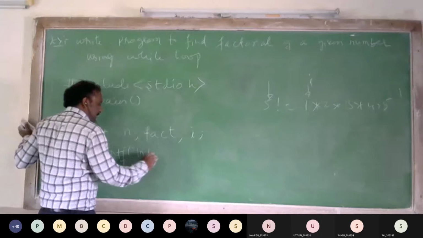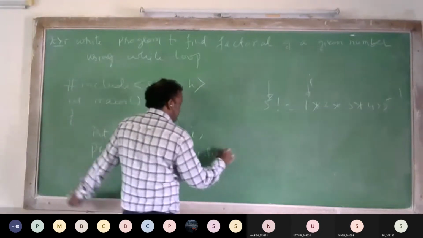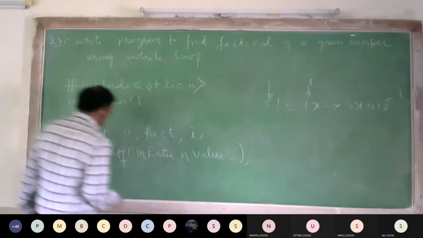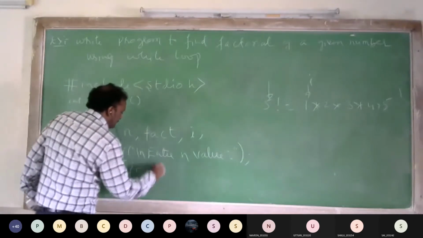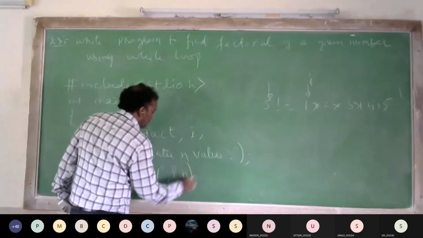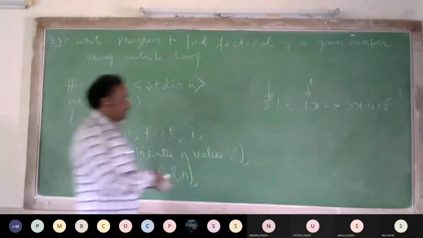printf enter n value. So we will use scanf %d comma address of n. scanf %d address of n.